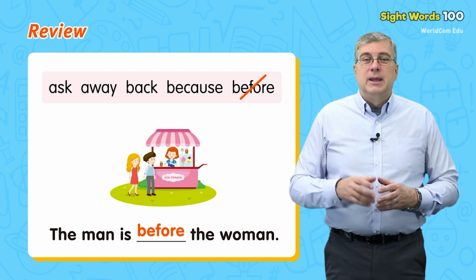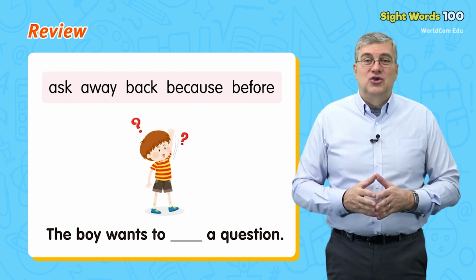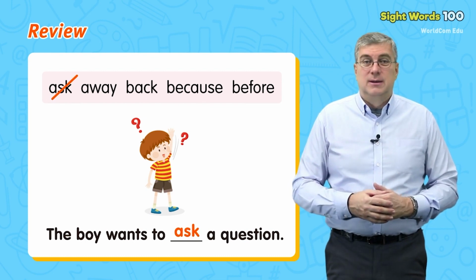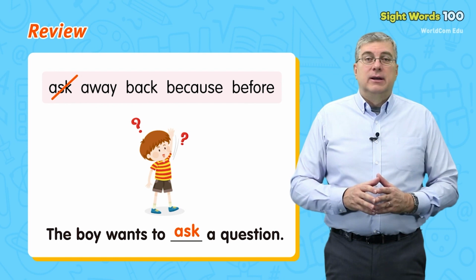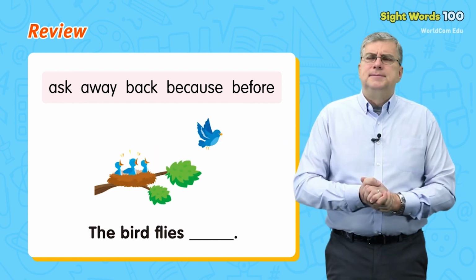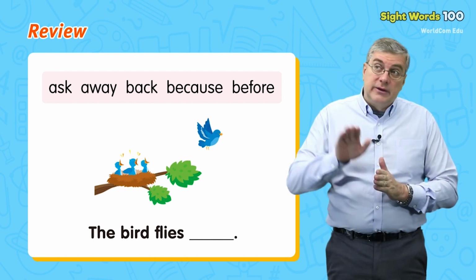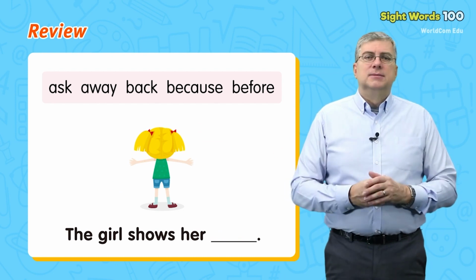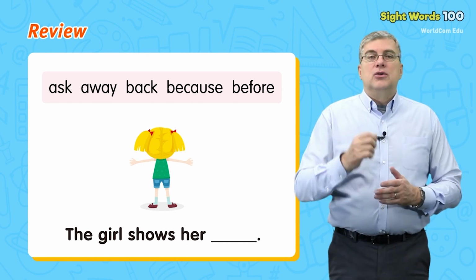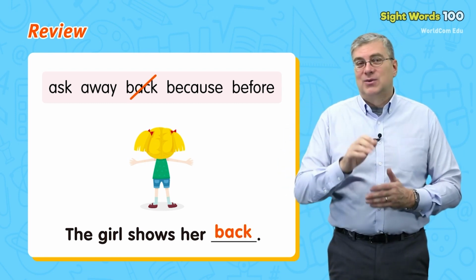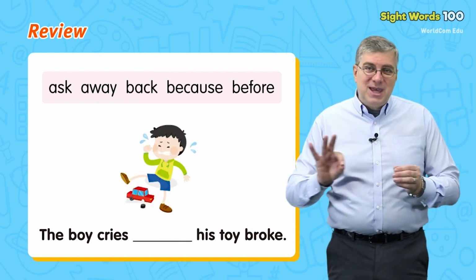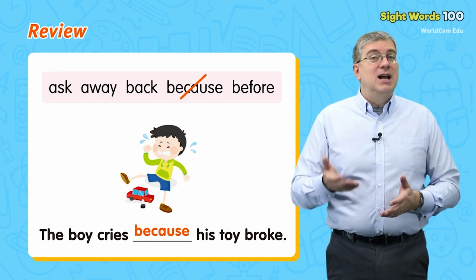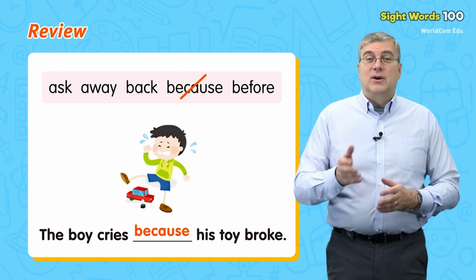Okay, the next one. The boy wants to beep a question. The boy wants to ask a question. All right. Next, the bird flies beep. The bird flies away. Next, the girl shows her beep. The girl shows her back. Okay. Last one. The boy cries beep his toy broke. The boy cries because his toy broke. Okay, very good.